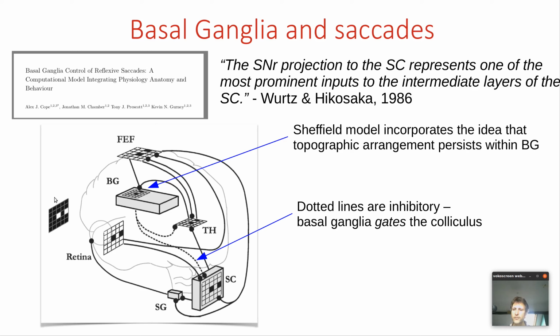And this is a cartoon diagram of the layout of this model, which has got a colliculus here. It's got a brainstem saccadic generator here, SG. It brings in information from the world via the retina, which comes into the superior colliculus and also passes its way into the frontal eye fields, which is the entire cortex in this model, just one map of activity. And in the middle of it all is this basal ganglia decision-making box.